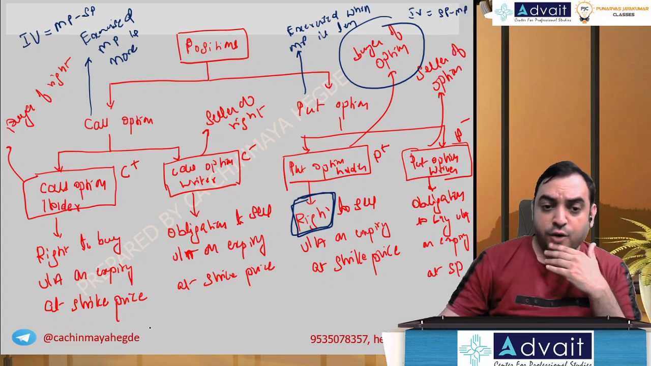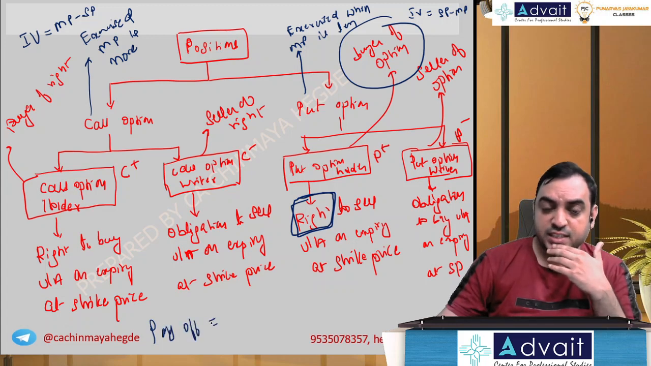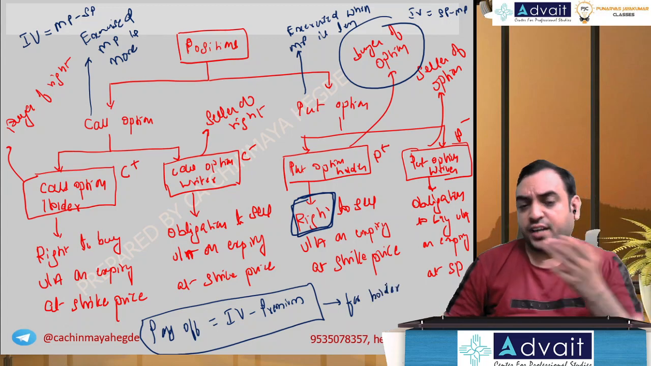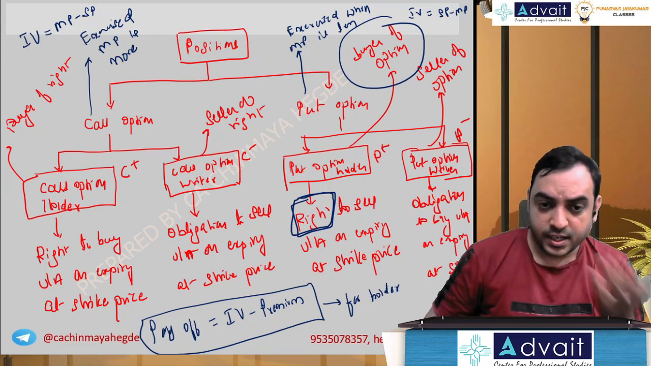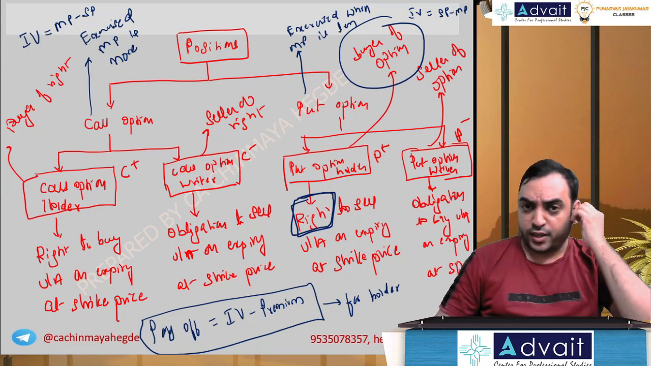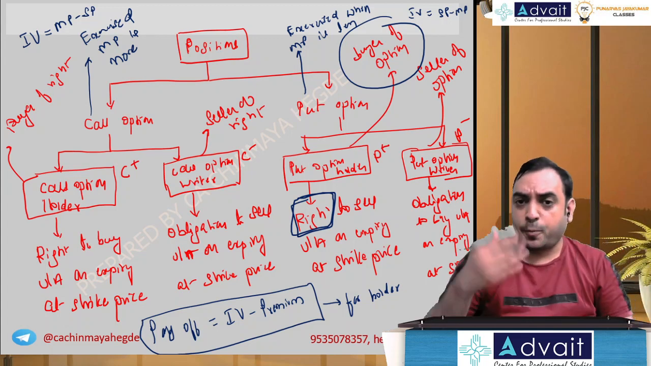And in general, payoff or net profit is given by intrinsic value minus premium. This is for the holder, for both types. And opposite for the writer: premium minus intrinsic value is for the writer. You just write, for holder, opposite for writer.